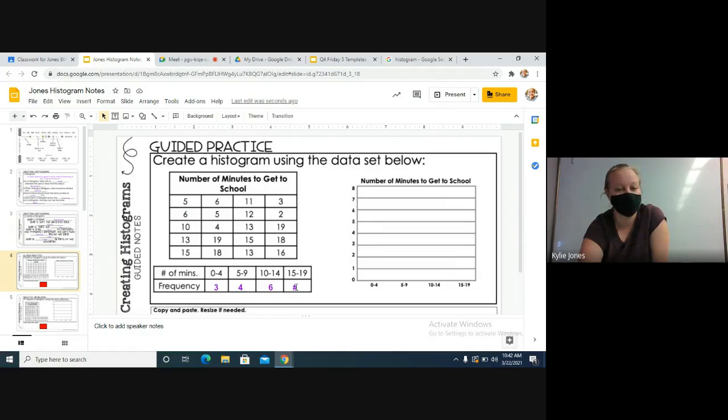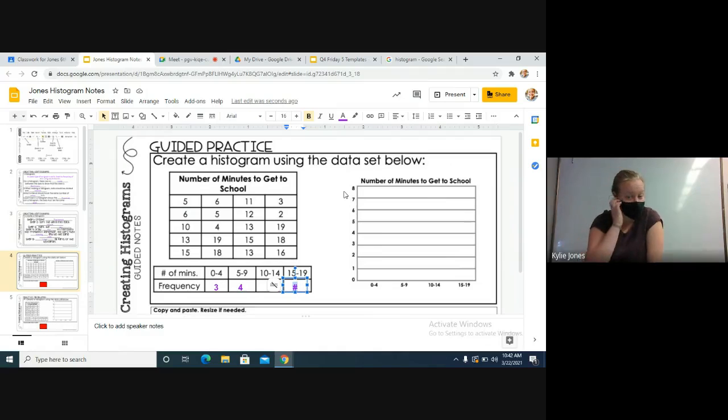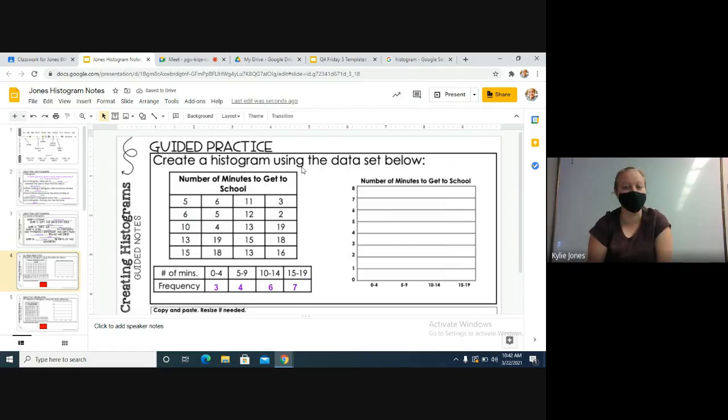Did anybody get to 15 through 19? How many are there? 1, 2, 3, 4. Okay, I have the number. 7. So there are 7 numbers that are between 15 and 19. And if they happen twice, you count them twice. So there's 2 13s, you count 2 13s. That's worth 2, right?